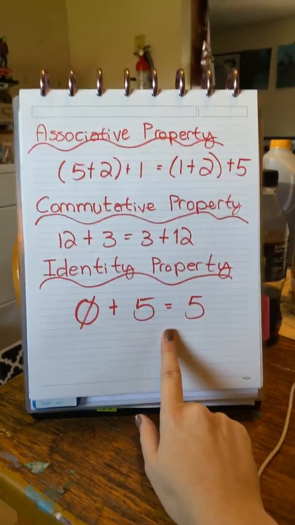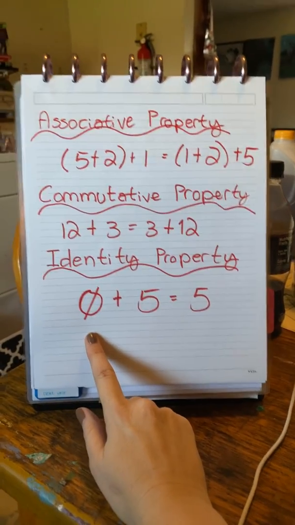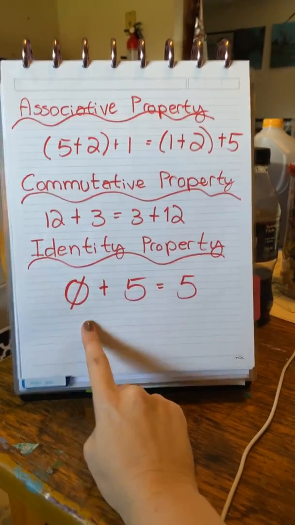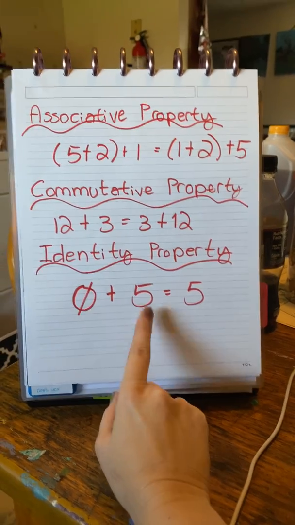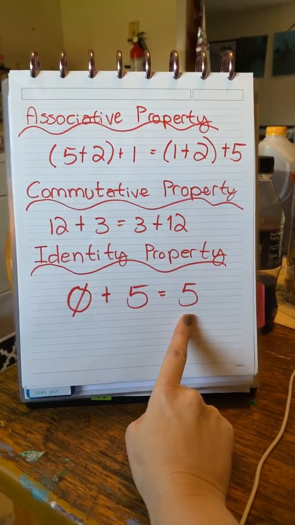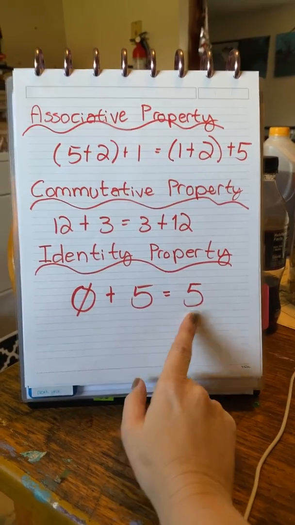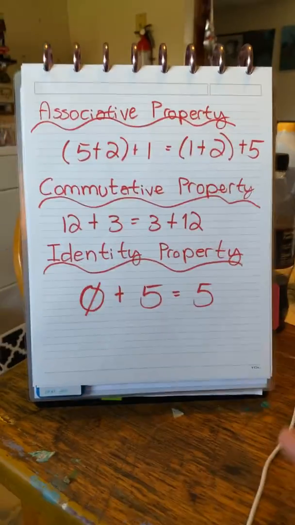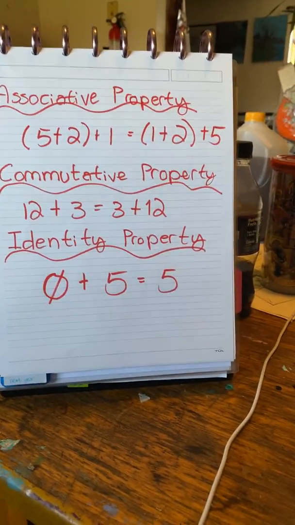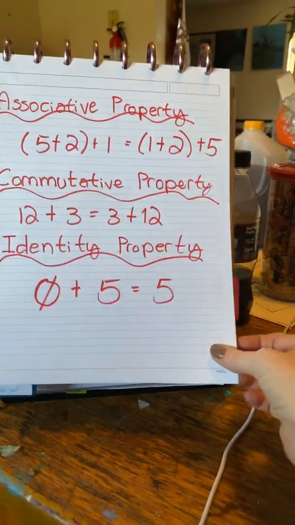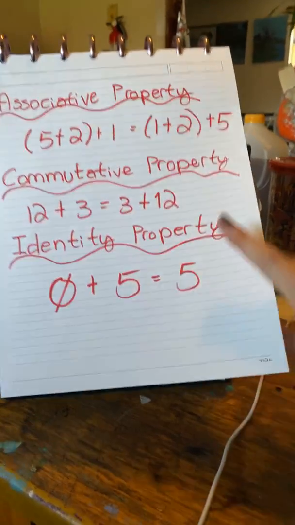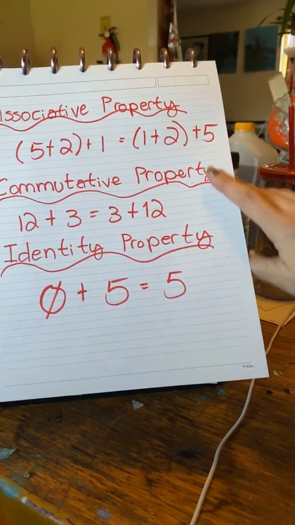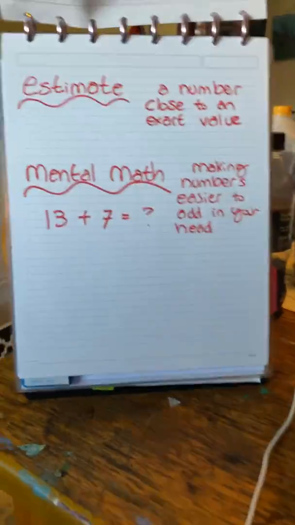Our last property is the identity property. Anytime I add 0 to a number, the answer is going to be that number. 0 plus 5 is 5. 0 plus 6 would be 6, so forth and so on. 0 is not going to change the quantity of your sum.